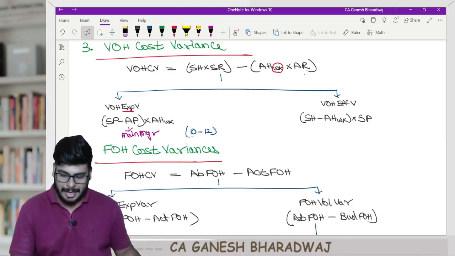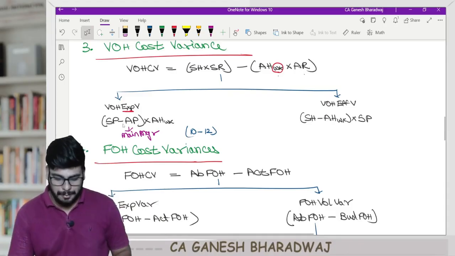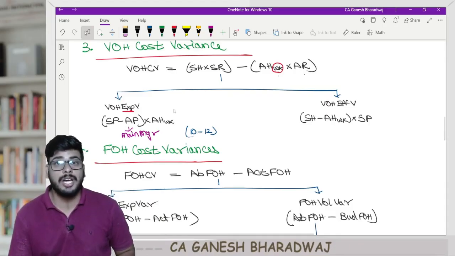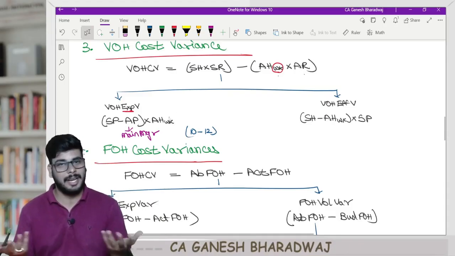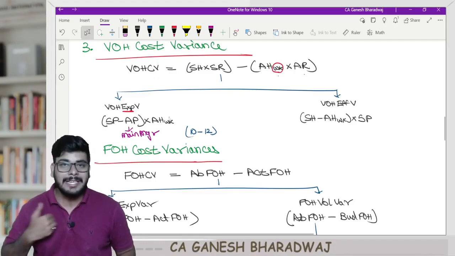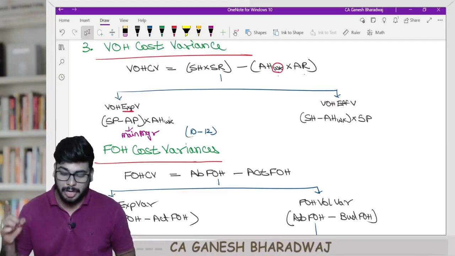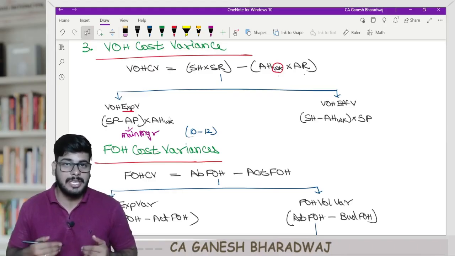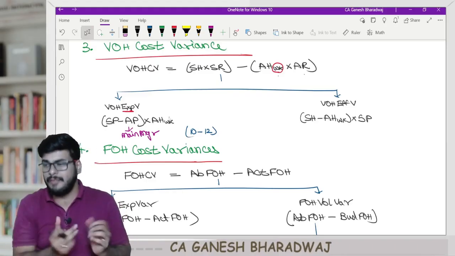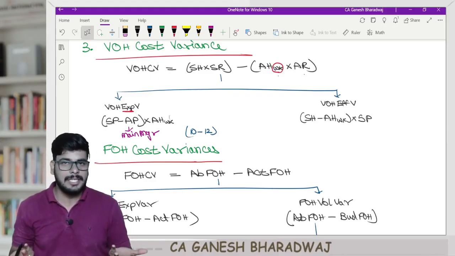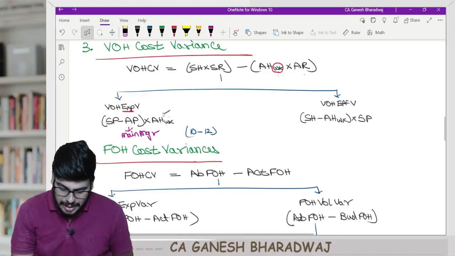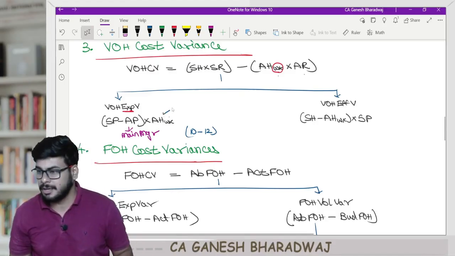This is what gets captured here. Standard price minus actual price into what? Actual hours worked. Why do we take actual hours here? Again, the same reason. The maintenance manager is dependent on the hours. So he's dependent on the production manager for the hour decision. Are you clear with this? He does not get any authority over deciding how many hours need to be spent here. Are you clear with this, guys?